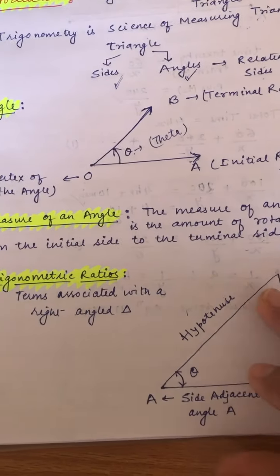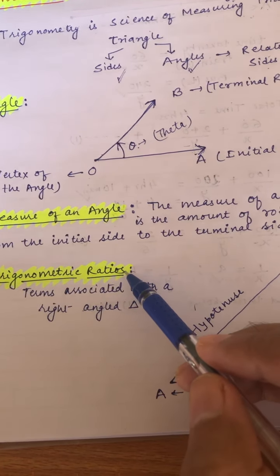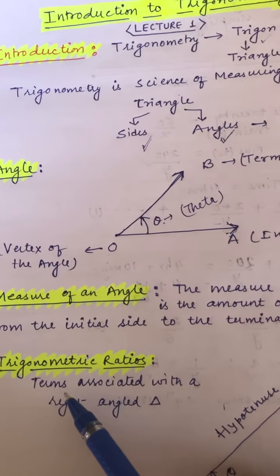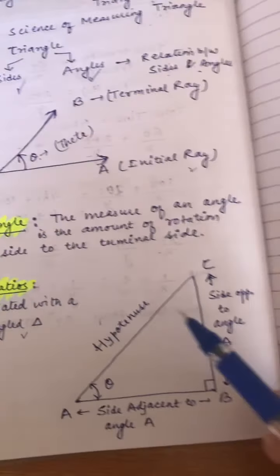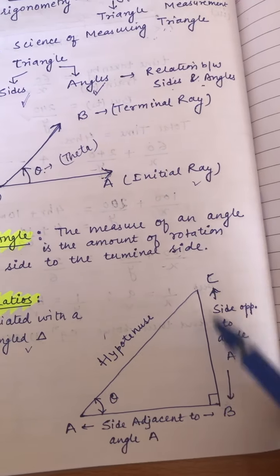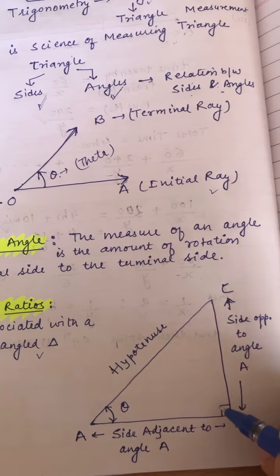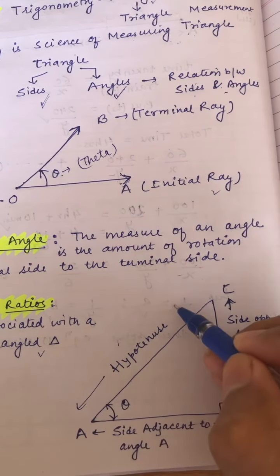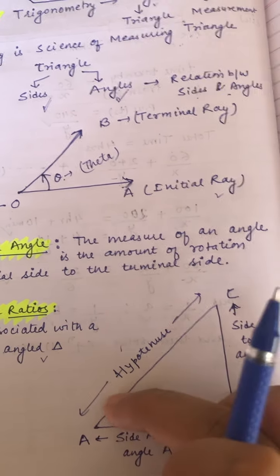Now comes the most important part, trigonometric ratios. Before starting trigonometric ratios, there are some very important terms you should know, terms associated with the right angle triangle. Now suppose we have this right angle triangle ABC. So this angle is 90 degrees, then obviously the side opposite to 90 degrees, which is the longest side, we call the hypotenuse. We all know this. AC is the hypotenuse of this right angle triangle.